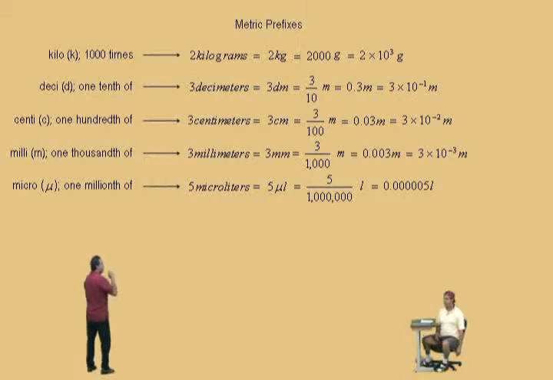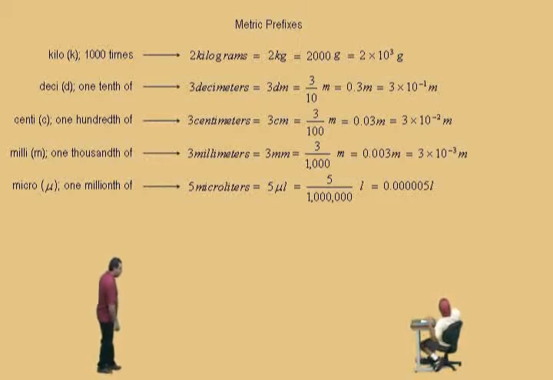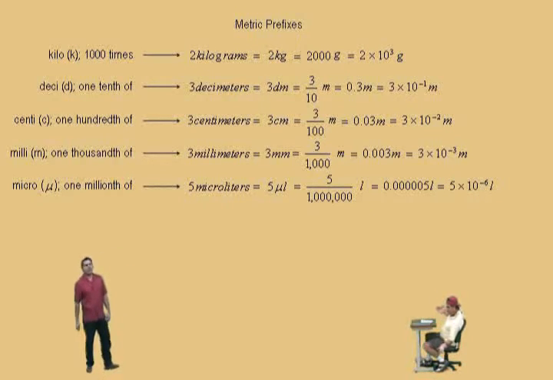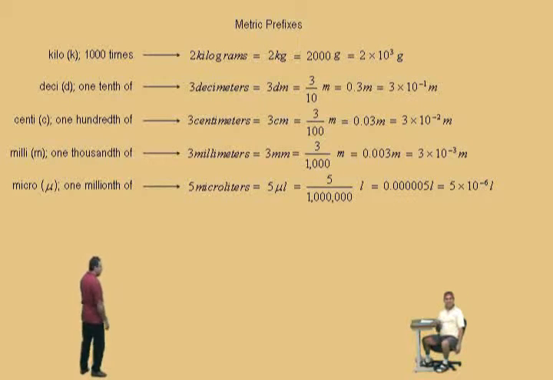All right, now how do we write that in scientific notation, Charlie? 5 times 10 to the negative 6. 5 times 10 to the negative 6. Very nice, Charlie. And that's your liters there.